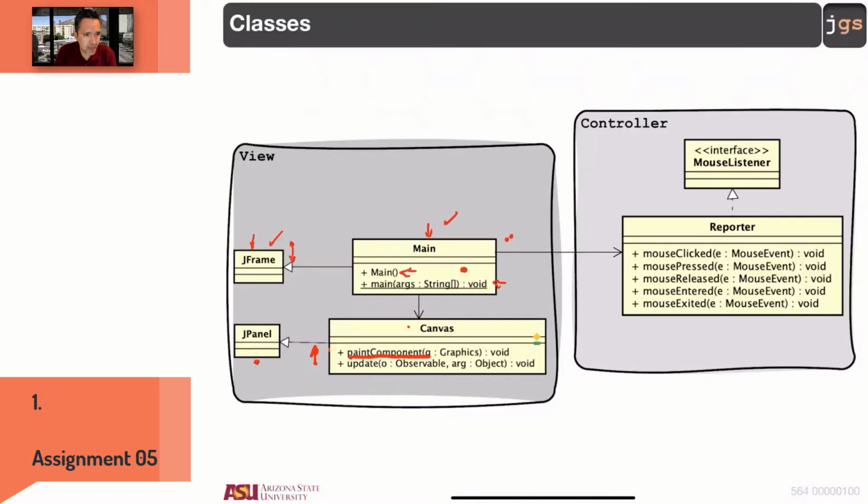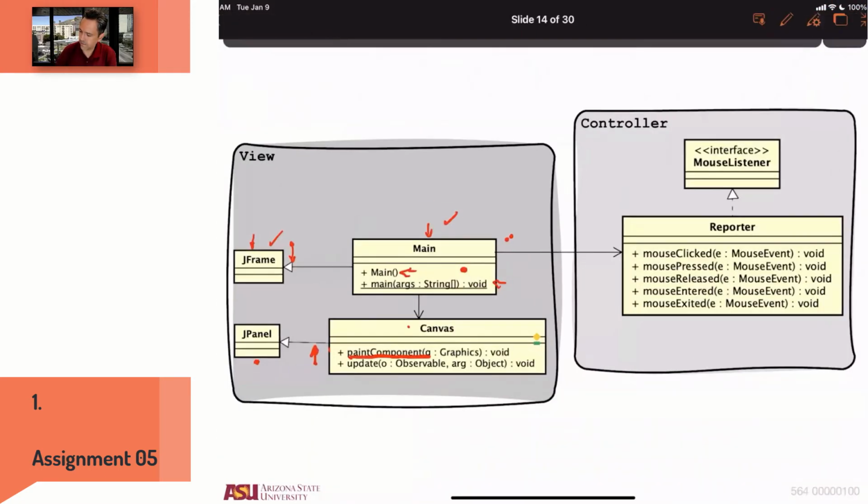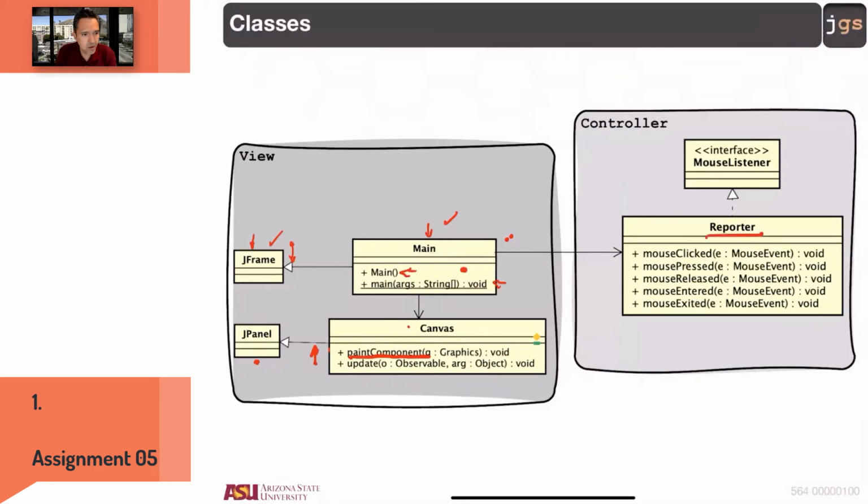The listeners. I am asking you to create a specific class for the listeners. In particular, I am asking you to implement mouse listener. That is the listener that we're going to use. And remember, the listeners are controllers, and they are going to be in a different folder. So I am asking you to create a class reporter, and that class is going to implement mouse listener in a different folder, in a different class, but every single time that the mouse does something with this panel, the report of that event should go to this class.